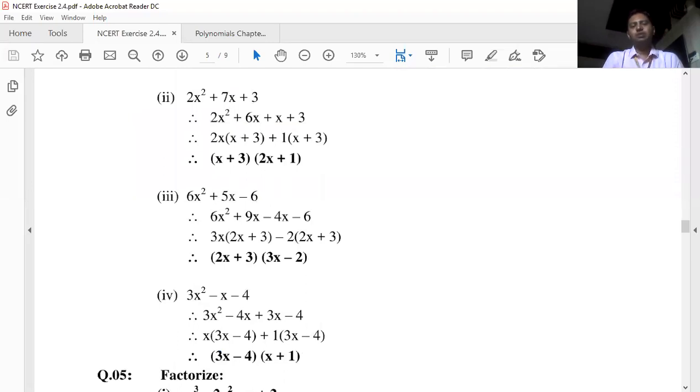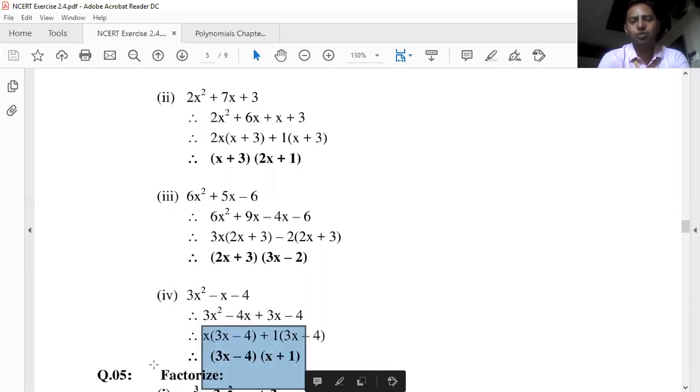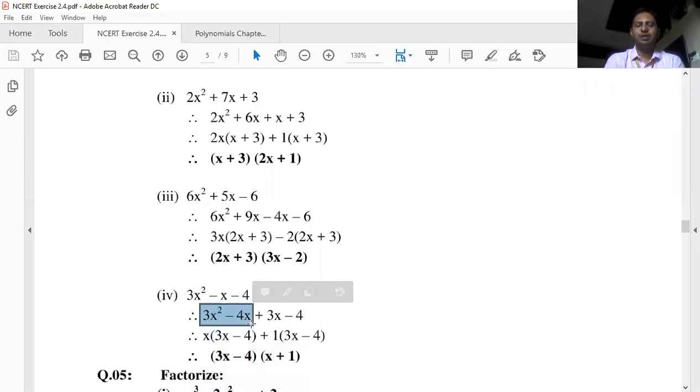Because the first term is positive and the second term is negative, we need to take the first positive, the second negative. That is, minus x can be written as minus 4x plus 3x. Minus 4x plus 3x will give you minus 1x. And the product of minus 4 and plus 3 will give you minus 12. So in the first two terms, 3x square minus 4x, we can take x common. While taking x common from these two terms, we are left with 3x minus 4.